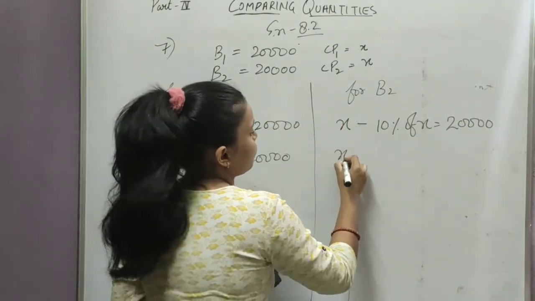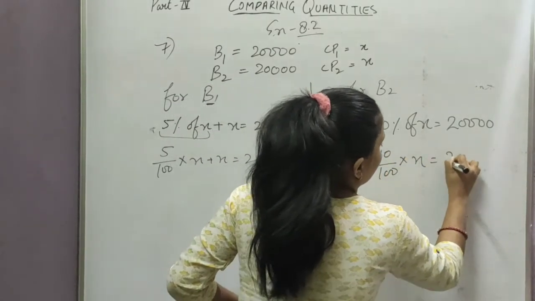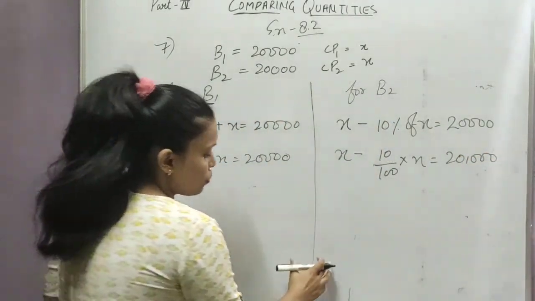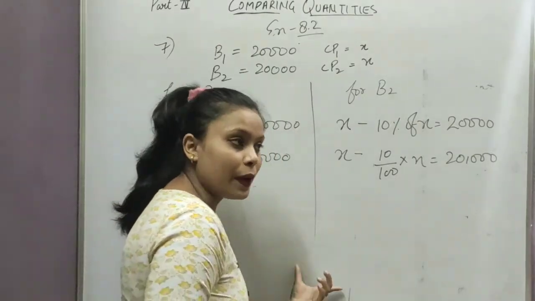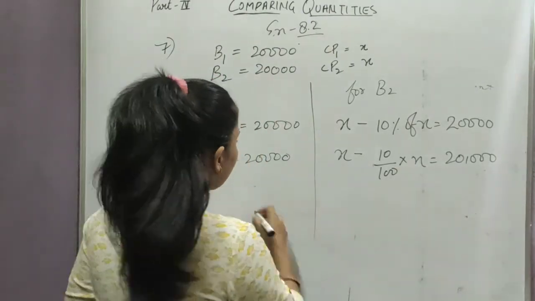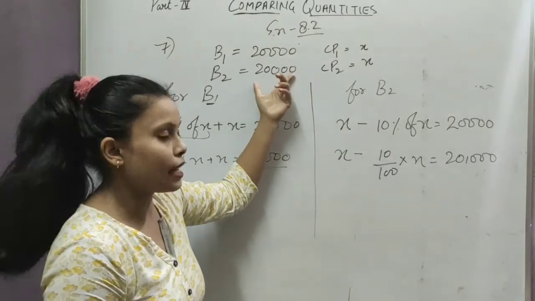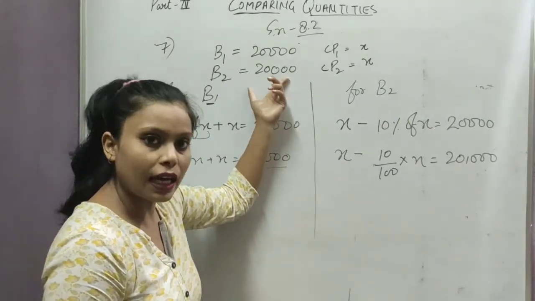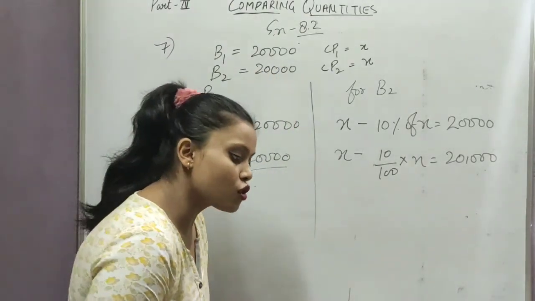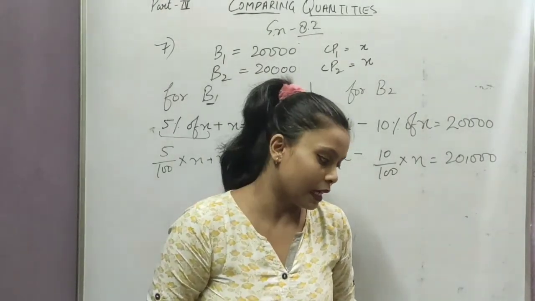So on solving, we will get both the CPs. So from there we can compare the overall gain or loss. Alright, calculate it on your own and compare it with the selling price. You will get your gain or loss in the overall transaction. So this was your exercise 8.2, which was based on profit and loss, percentage and tax.